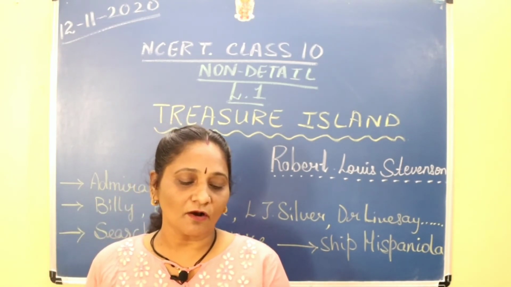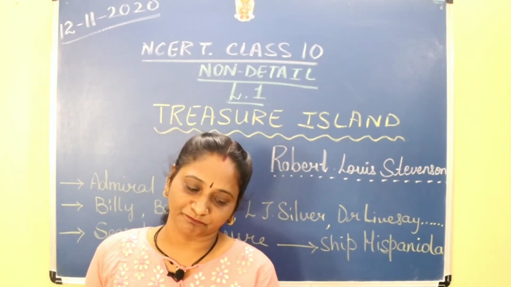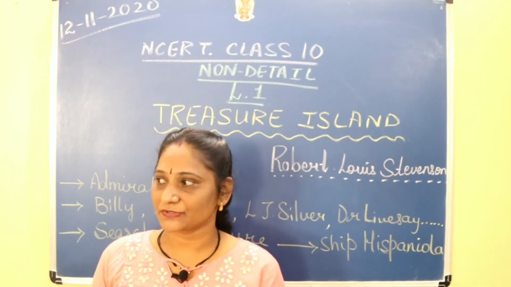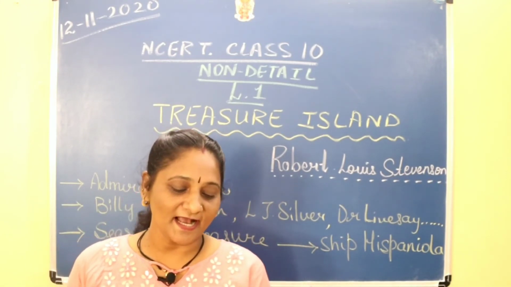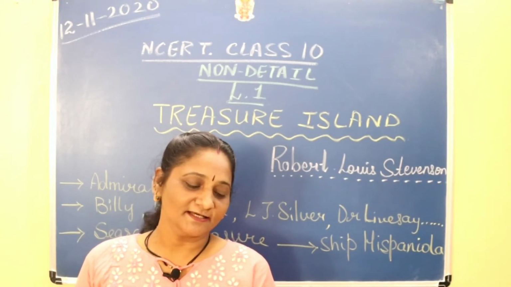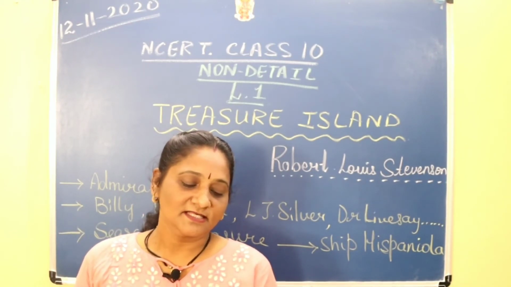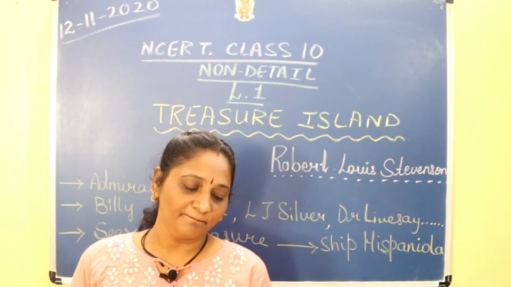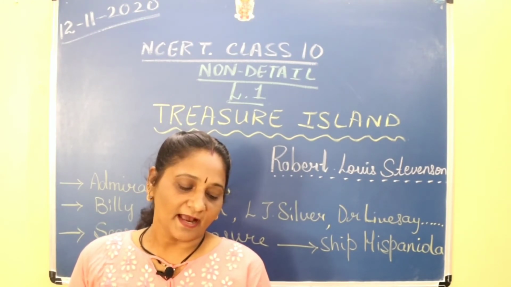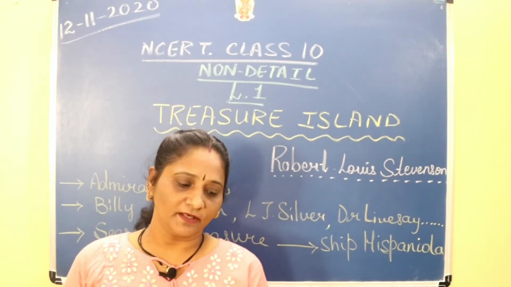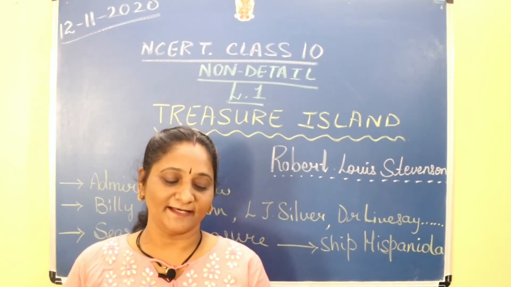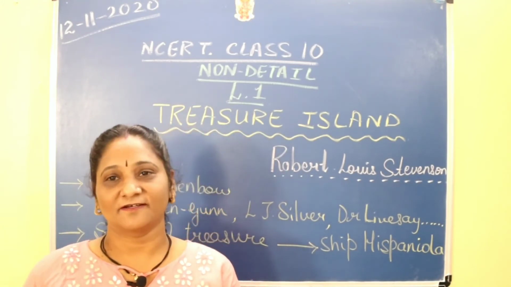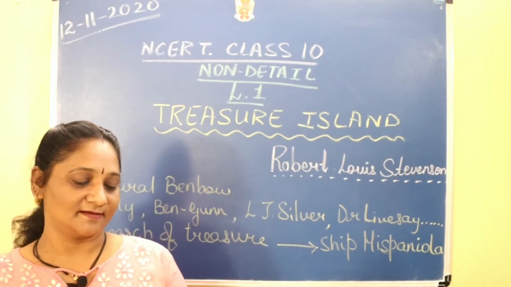Benbow tells all about himself to Jim. He tells that he had come to the island with Captain Flint. The pirate had taken 6 men to bury the booty, that is the treasure, and had murdered all of them. So no one knows where the treasure was buried. The location of the treasure remained a secret.